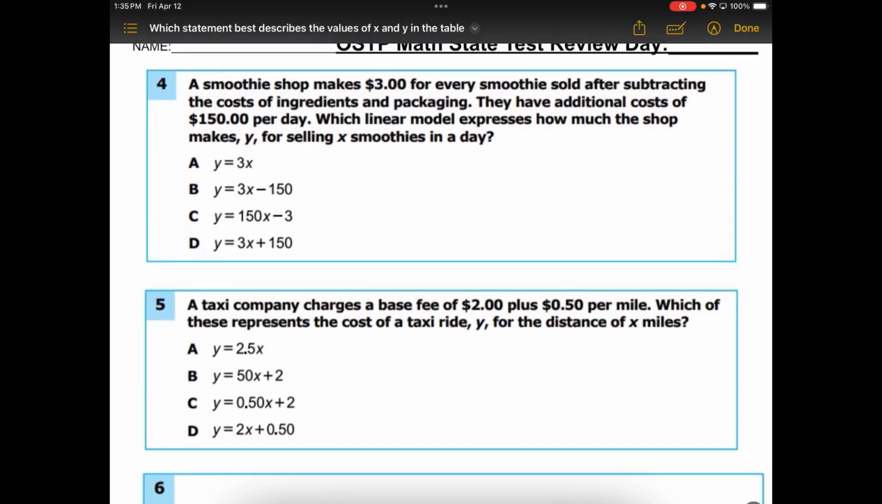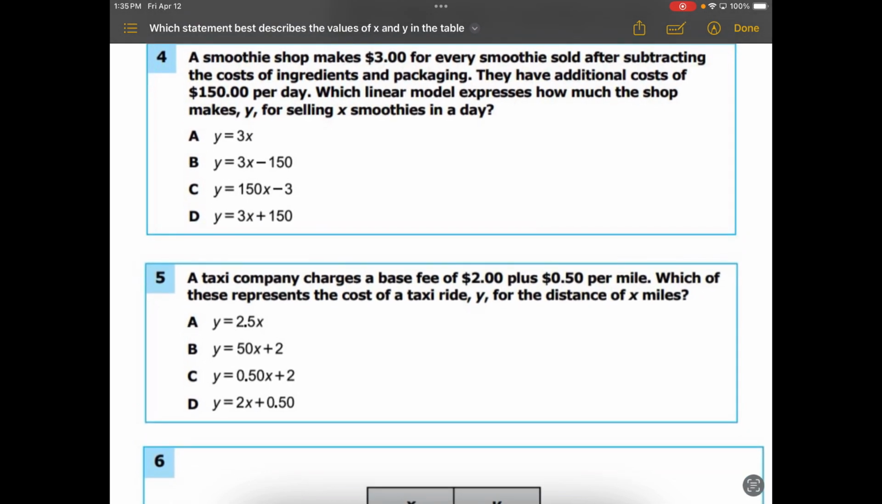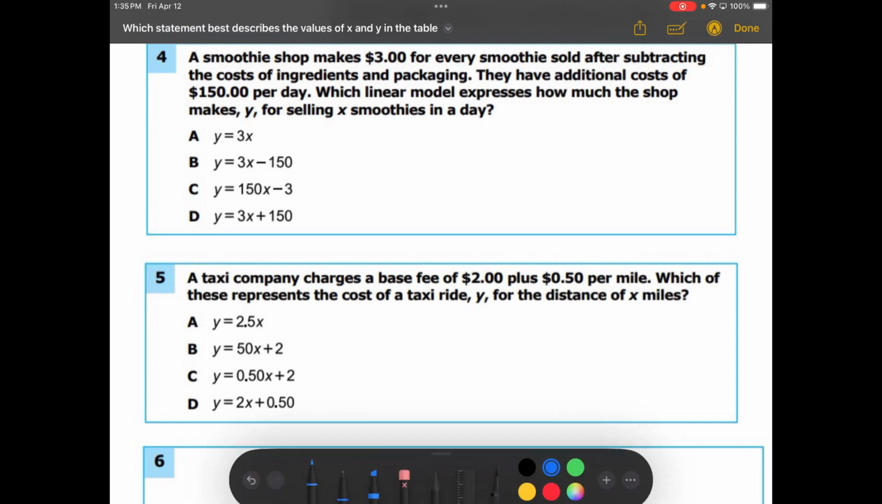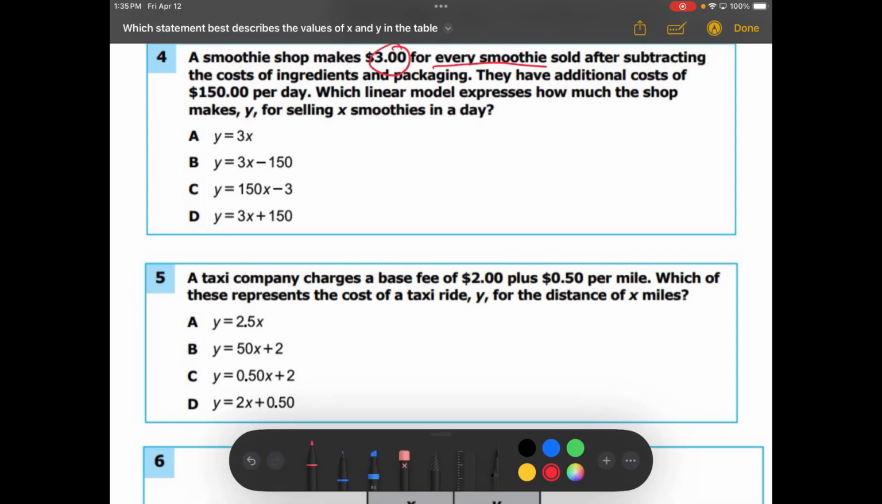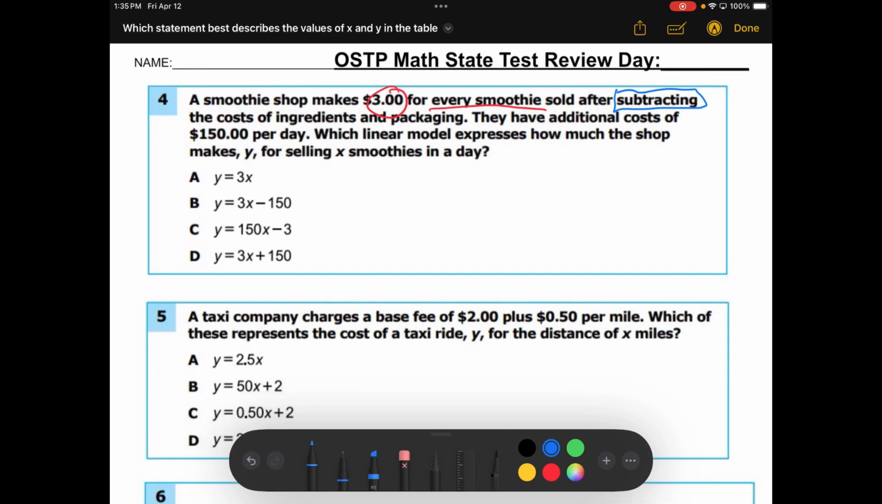Number 4. A smoothie makes $3 for every smoothie sold after subtracting. So $3 for every smoothie sold after subtracting. This word subtracting is very important. The cost of ingredients and packaging. They have additional costs of $150 per day. Which linear model expresses how much the shop makes for selling X smoothies in a day? So we're just talking about one day. So every single day, they got to spend $150, and then they're going to make $3 for every smoothie.